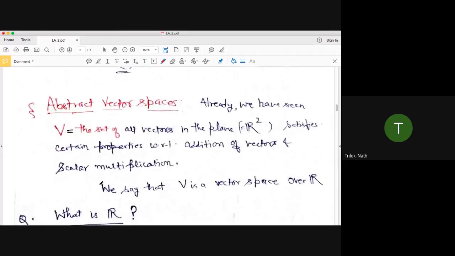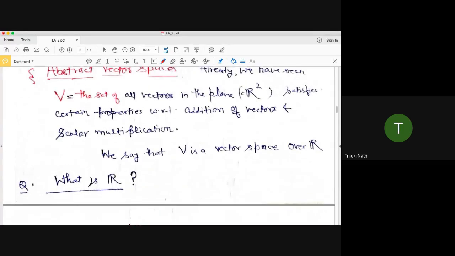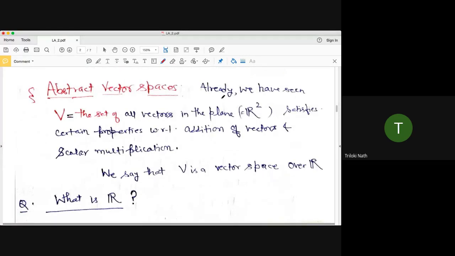What do you mean by a vector space in general? Okay. Before that, what is R? What is the algebraic structure of R? Here, we say that V is a vector space over R, right? We have seen that V, the set of all vectors in the plane R2, satisfies certain properties with respect to addition of vectors and scalar multiplication. We say that V is a vector space over R.